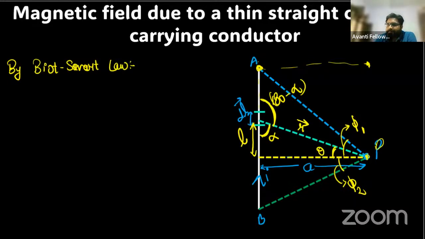Due to this current element at this point P, what will be the direction of field? I have already told you in the previous lecture: put your thumb in the direction of current and curl your fingers. Your fingers are going downside, which means at point P, the magnetic field is inside. And since this current element is very small, the magnetic field at point P will be very small.